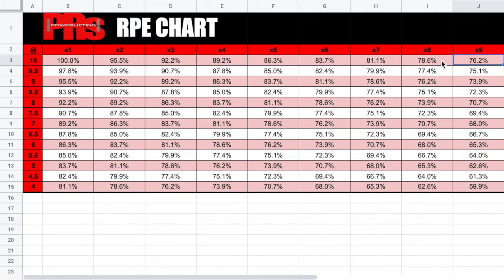All of those can be great information to understand when it comes to programming, and what we're going to look at later when it comes to programming percentages, programming back-offs, programming fatigue drops, all these things that we can account for, what the expected differences are in rep ranges and what we're doing.